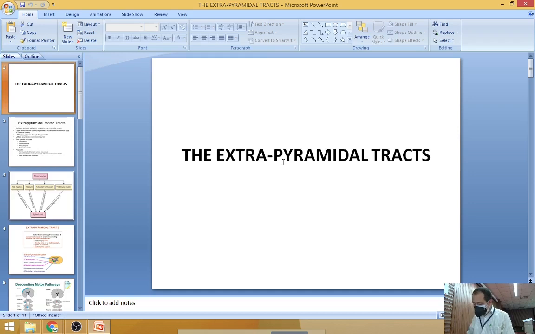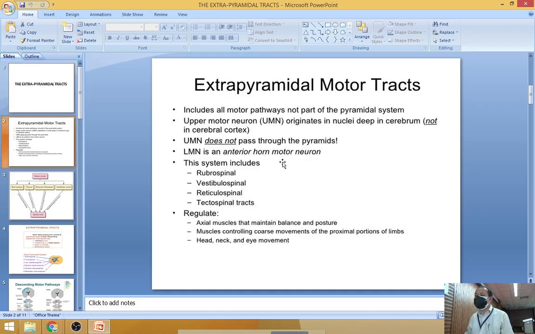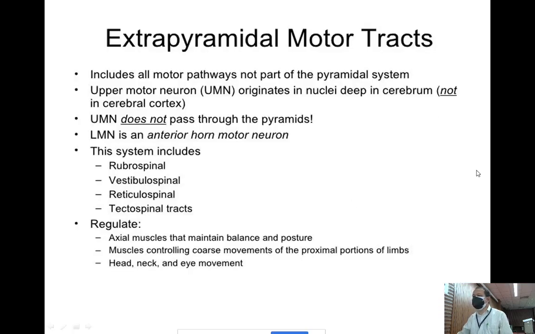Extrapyramidal tracts. So what are these? They include all motor pathways that are not part of the pyramidal system. The upper motor neuron originates in the nuclei deep in the cerebrum, but not in the cerebral cortex. That is understood because you have already seen it in the last class. The upper motor neuron does not pass through the pyramids in the medulla oblongata, which are formed by the lateral corticospinal tract and the anterior corticospinal tracts.